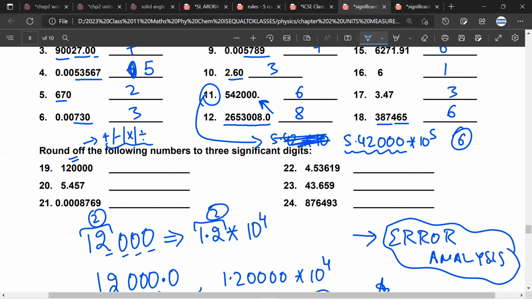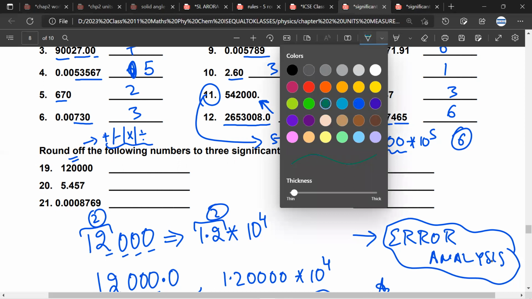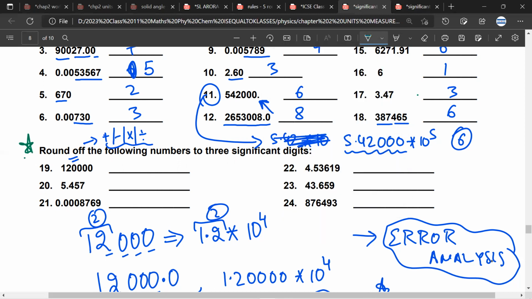I will, of course, discuss this topic. Don't worry about this. But even without my discussing it, try to do questions 19 to 24. You need to reduce the number to 3 significant digits. Try to do this.